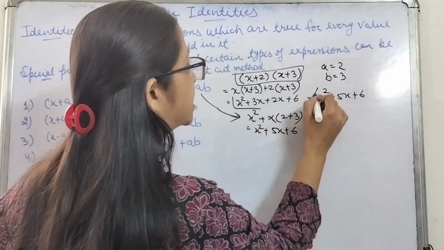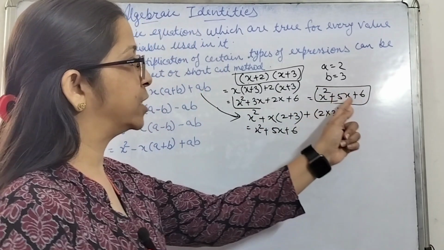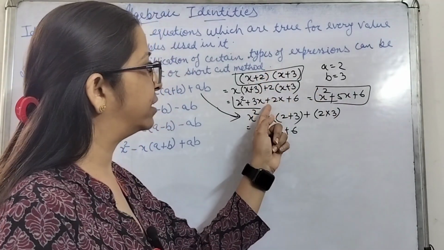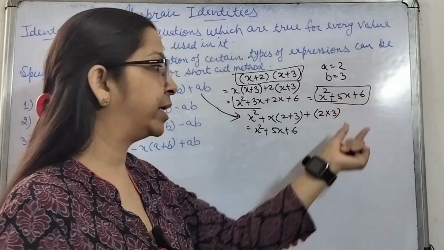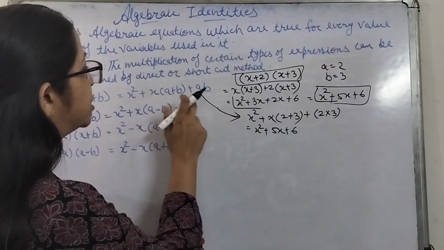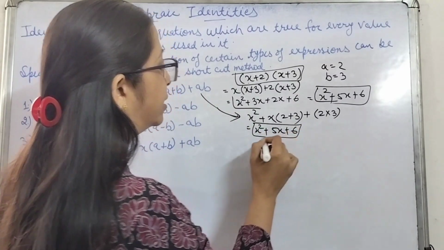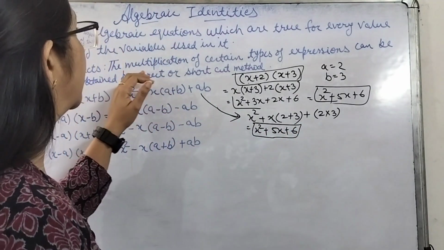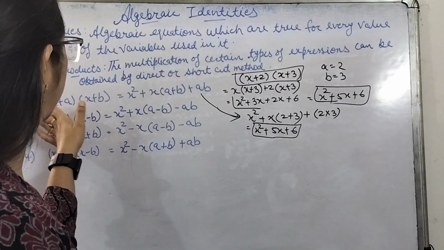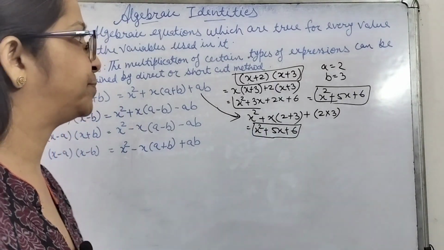So we can see over here that x square plus 5x plus 6, if we have multiplied these two, then we get this, and if we directly use this formula, then also we get the same thing. So by the direct shortcut method, we can find the product of these types of expressions.